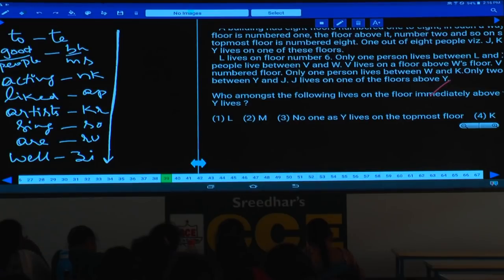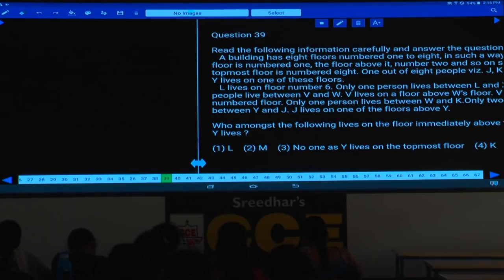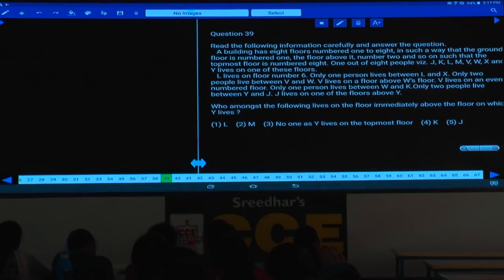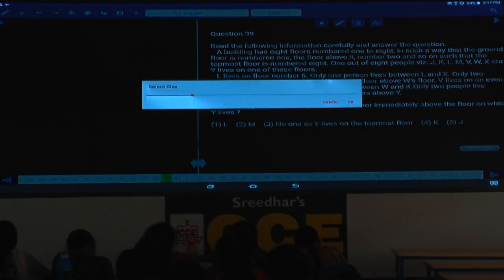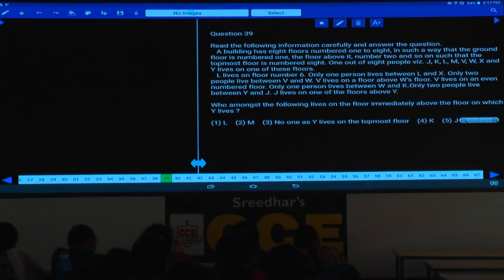Now question number 39 onwards. Question numbers 39 to 43, these 5 questions are based on floor arrangement. Now in this, a building has how many floors? A building has 8 floors numbered 1 to 8, in such a way that the ground floor is number 1. The ground floor is number 1, and the floor above the ground floor is number 2, and so on.